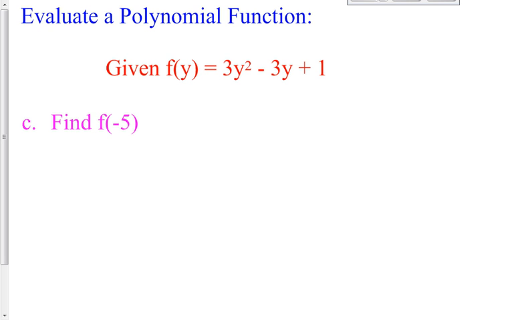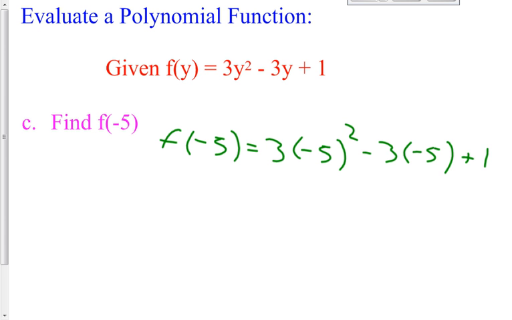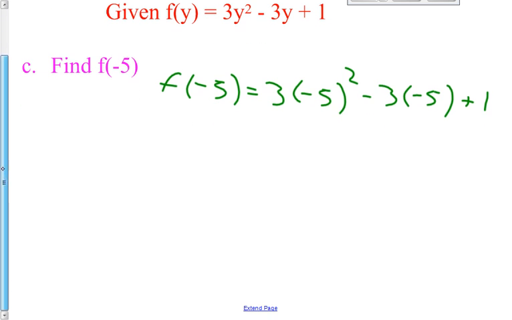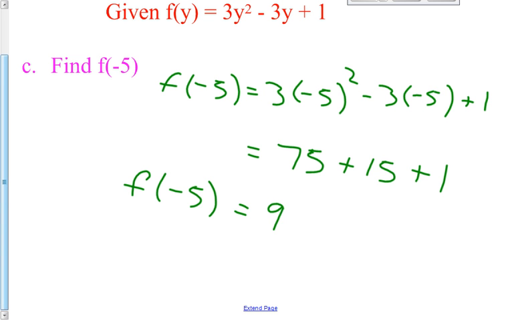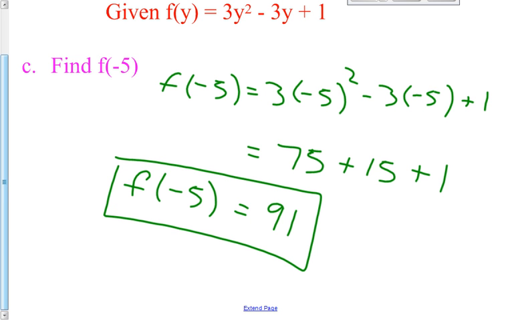When pausing the video, here's what you should have gotten. F of negative 5 equals 3 times negative 5 squared minus 3 times negative 5 plus 1. A negative 5 times a negative 5 is a positive 25, and 25 times 3 is a positive 75. 75 plus 15 plus 1. 75 and 15 is 90, and 90 plus 1 is 91. So f of negative 5, hopefully you all got this on your own. You should have got your answer as being the number 91.